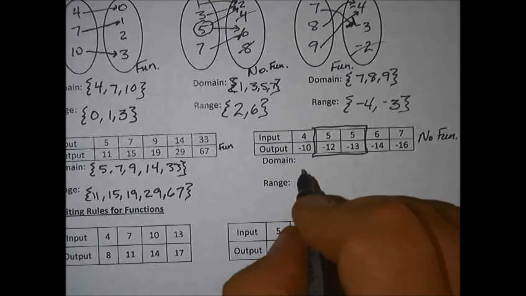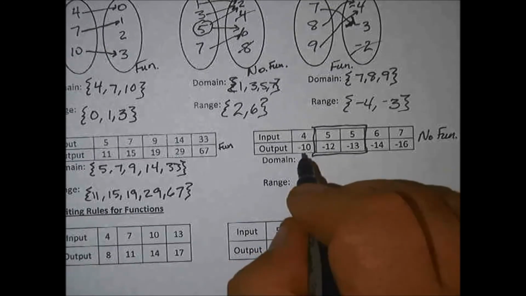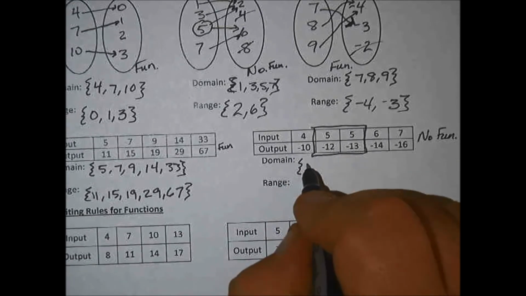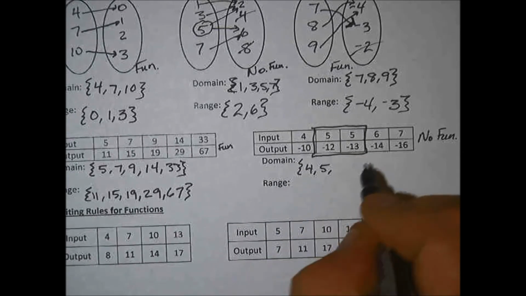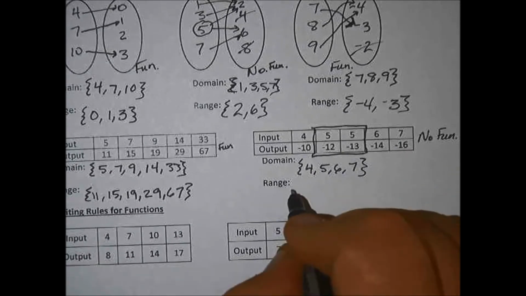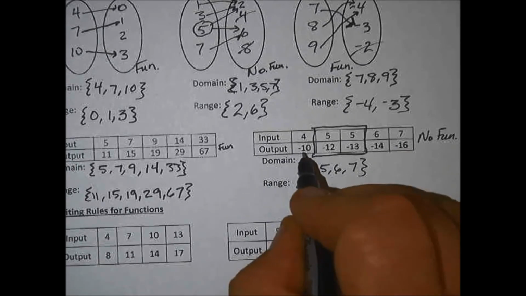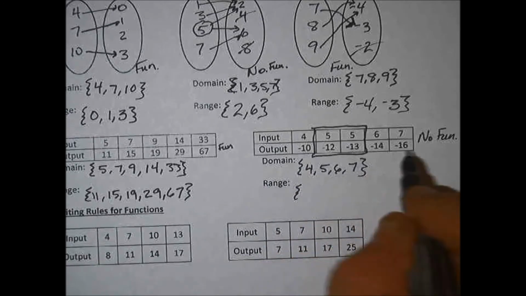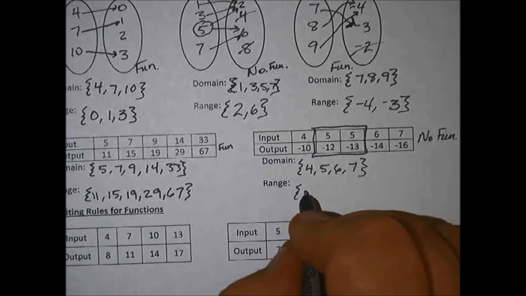And again, even though it's no fun, we still have to worry about domain and range. So 4, 5, I don't have to write 5 twice, 6, 7. So 4, 5, 6, 7. And the range, the output values: -10, -12, -13, 14, and 16. All negative.